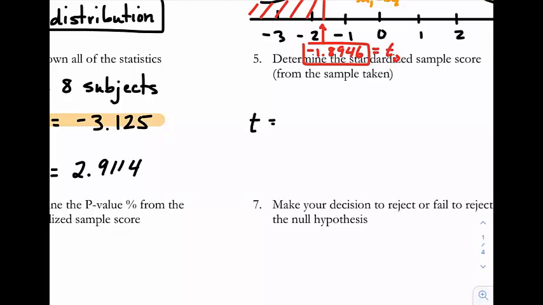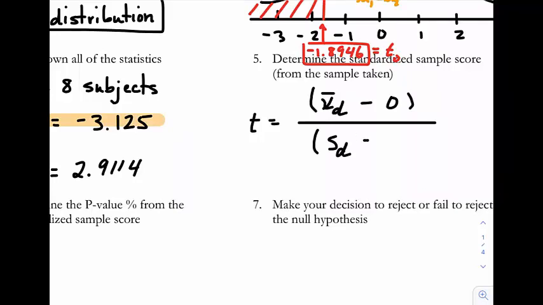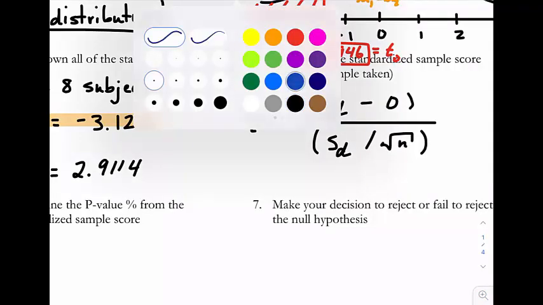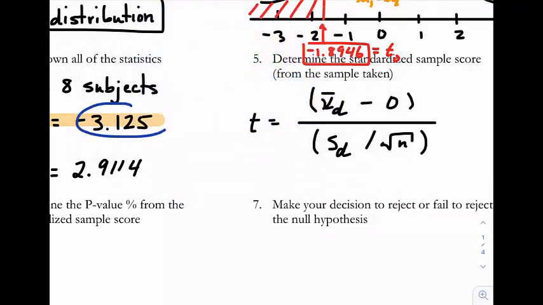So jumping back over here, that t is equal to, by definition, the average of those differences minus 0, I'll explain that in a moment, divided by the sample standard deviation of the differences divided by the square root of n, in this case the square root of the sample size. So plugging all those elements in, we have already taken here the negative 3.125.